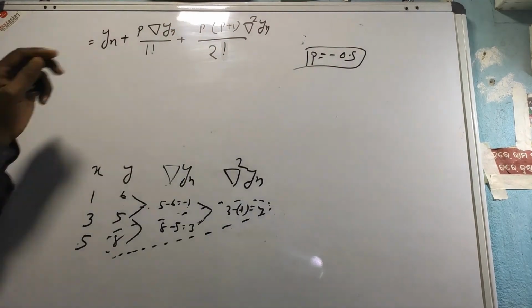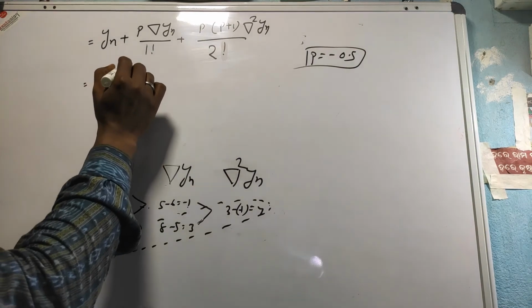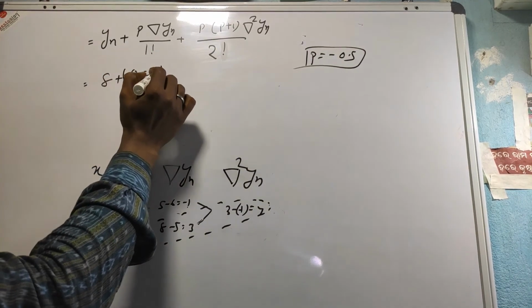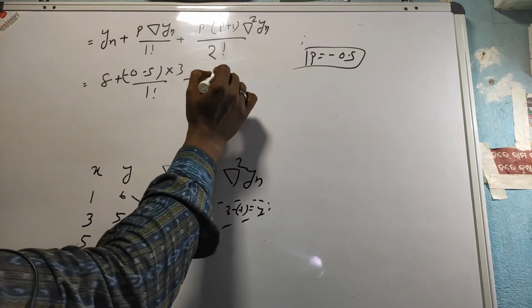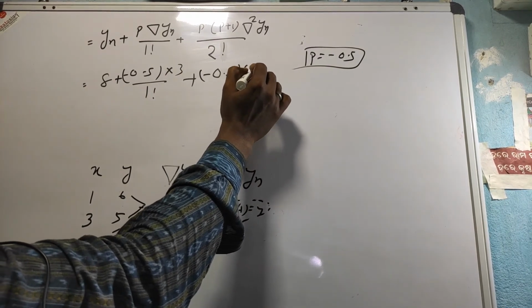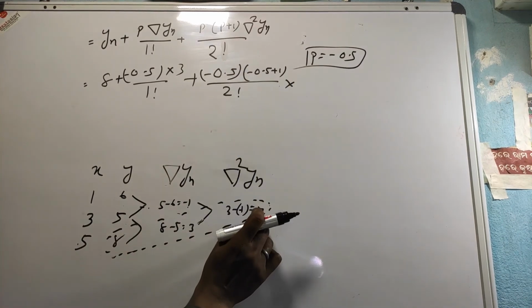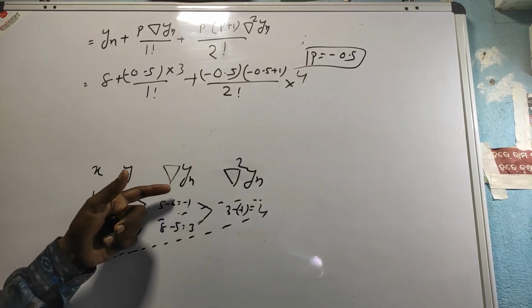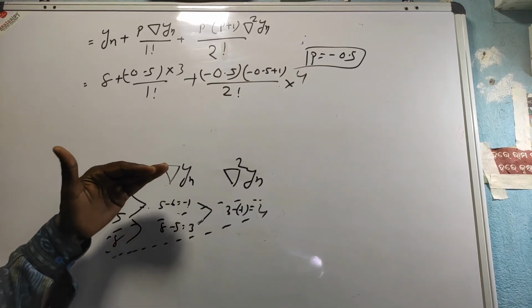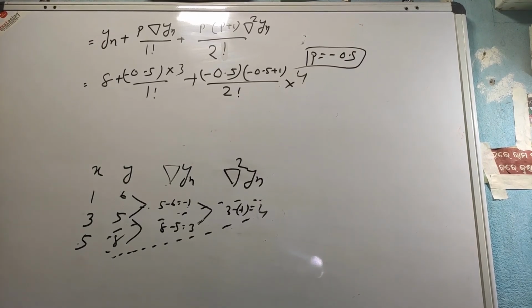An easy trick to remember: y of n is 8. The p value is minus 0.5 into del yn, which is 3, over 1 factorial, plus minus 0.5 into minus 0.5 plus 1, over 2 factorial, into del square yn, which is 4. Forward and backward are the same: only change the backward symbol and the p value formula changes.